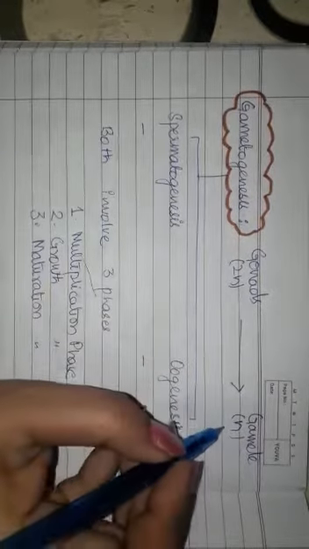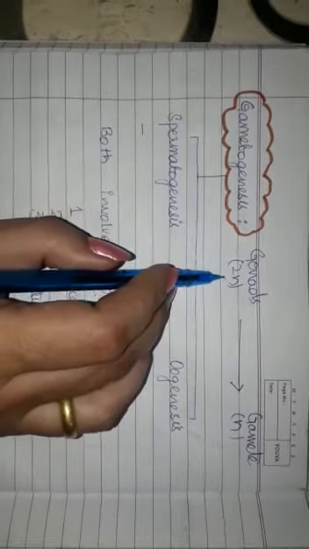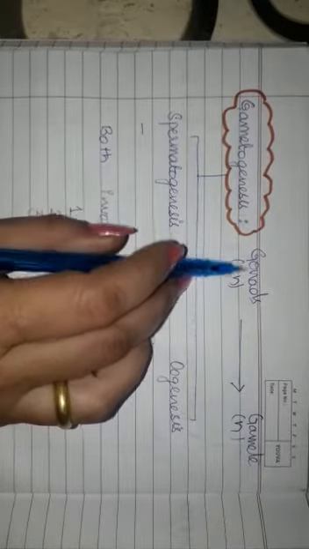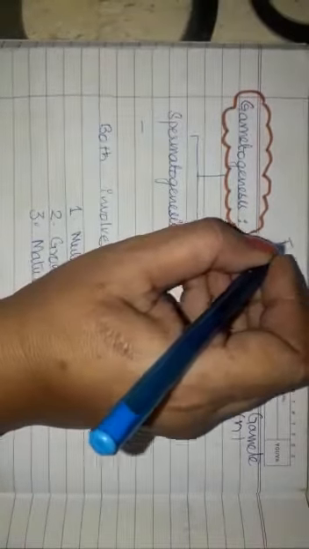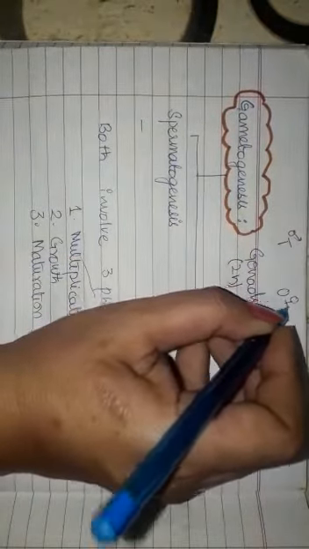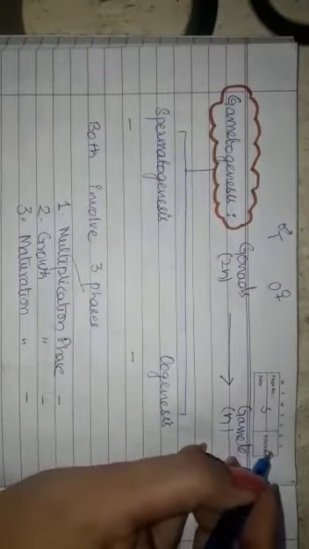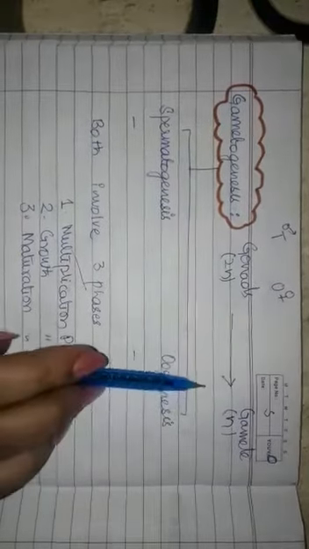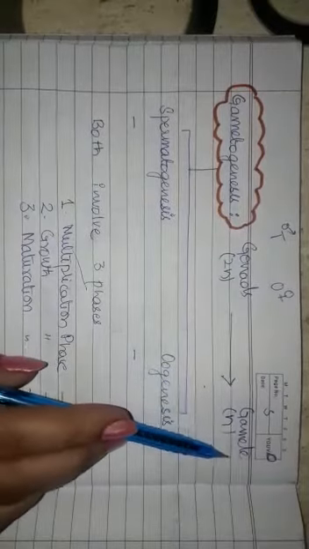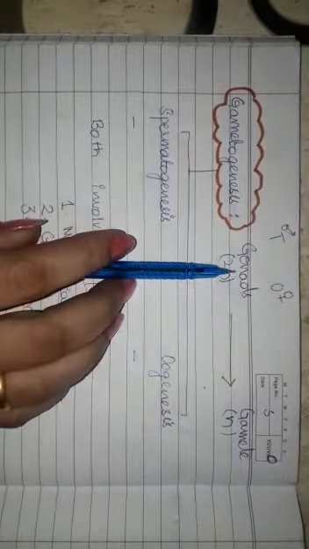So, gametogenesis is a process of formation of haploid gametes from diploid germ cells in the gonads. Gonads are the reproductive organs which are testes in males and ovaries in females. And the male gamete is the sperm and the female gamete is ovum. That is formation of haploid gametes from diploid germ cells inside the gonads.